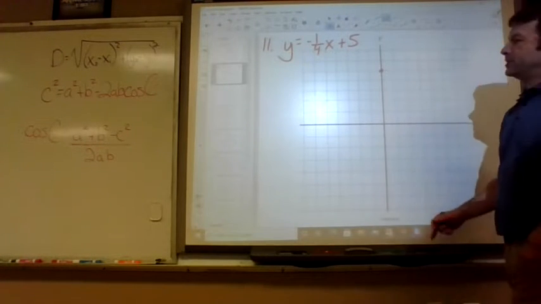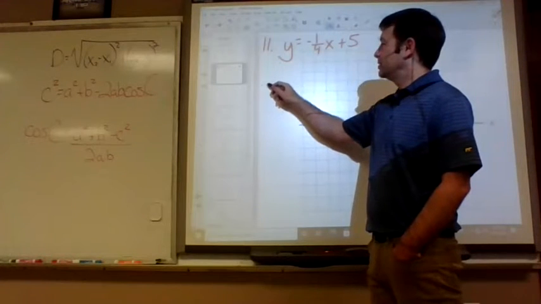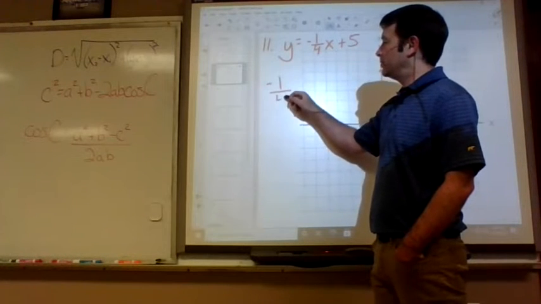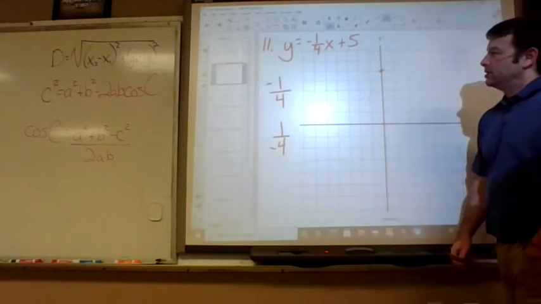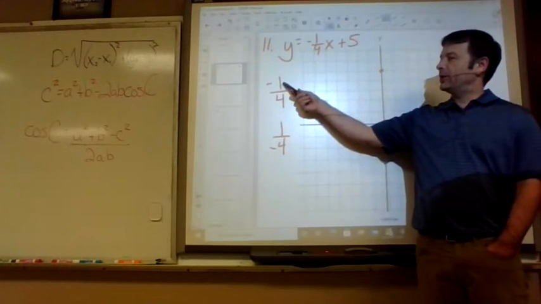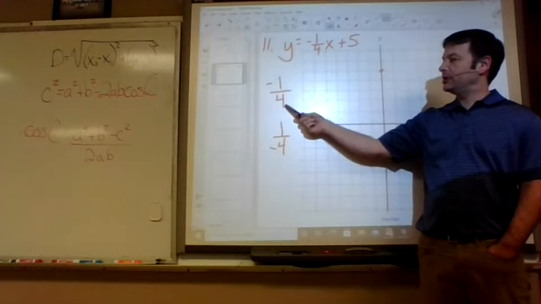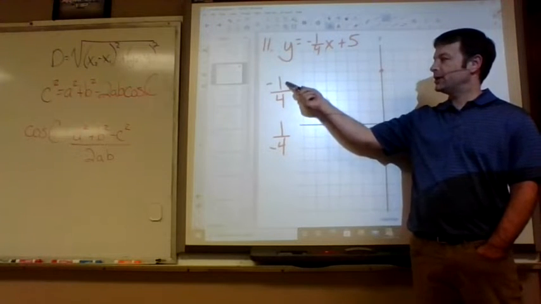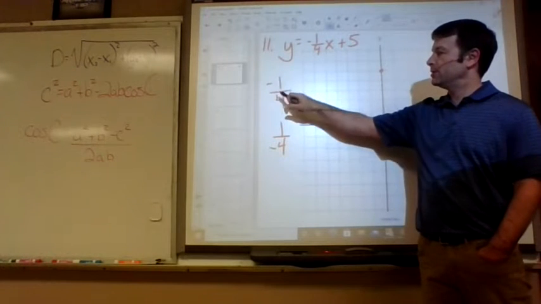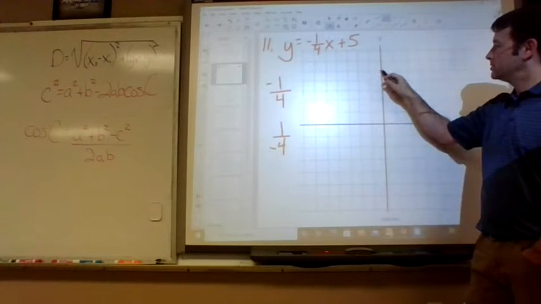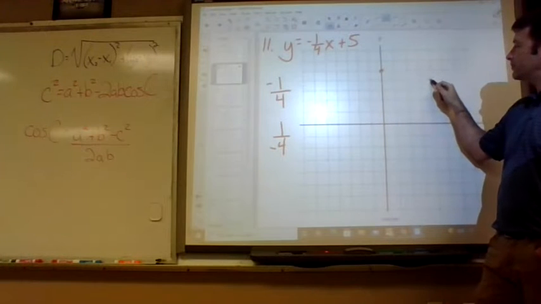Okay, the slope is negative 1/4. So we can think of that as negative 1 over 4 or 1 over negative 4. So my rise is negative 1 and my run is 4. Rise negative 1. So it's basically down 1, right 4. Down 1, right 4.